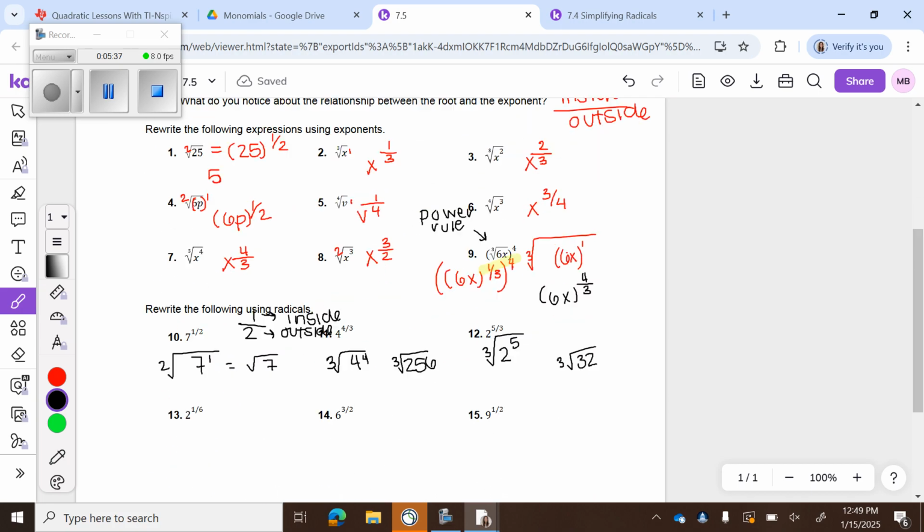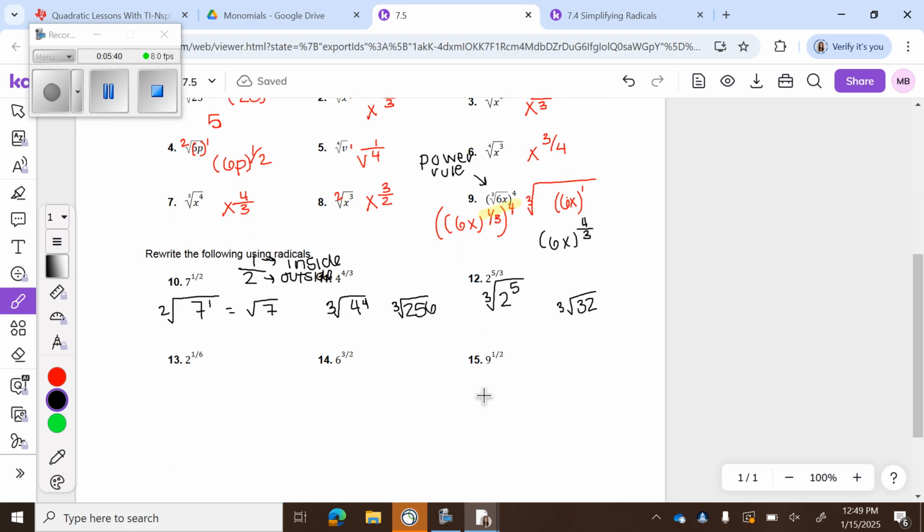All right, number 13, your numerator stays on the inside, so it's going to be 2 to the 1st. Your denominator goes to the outside. So this is like the 6th root of 2. All right, 14, numerator stays on the inside, denominator goes to the outside. Right here we need to simplify 6 to the 3rd, and we're going to get the square root of 216. You could also just write it as the square root of 216.